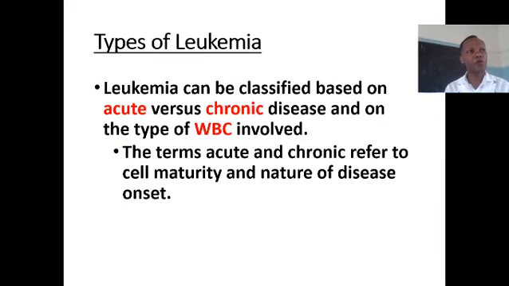We have types of leukemia. Leukemia can be classified based on acute versus chronic, and on the type of white blood cell involved, which type of blood cells have been attacked. The terms acute and chronic refer to cell maturity and the nature of the disease onset: an abrupt onset or a progressive onset of the leukemia.